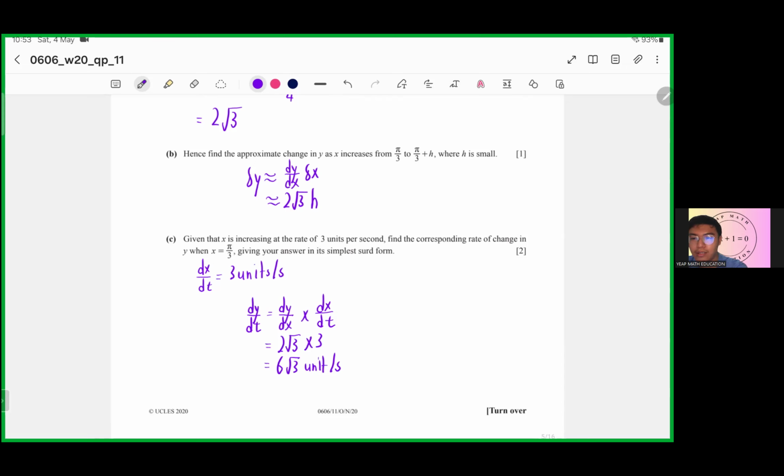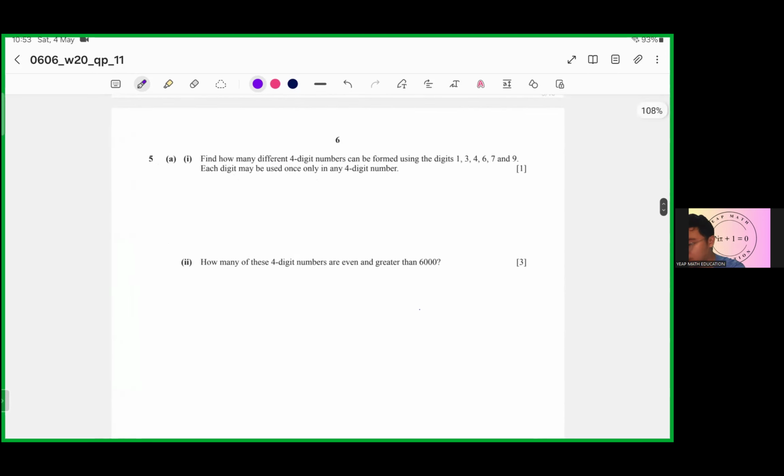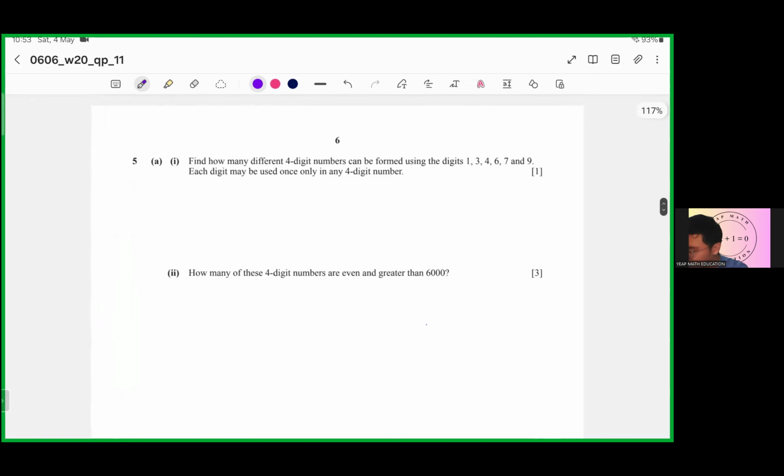Okay, after that, we look at the next question, question 5. Find how many different 4 digits number can be formed using the digits 1, 3, 4, 6, 7, and 9. Each digit may be used once only in 4 digits. So we just take 6P4 equals to 360.